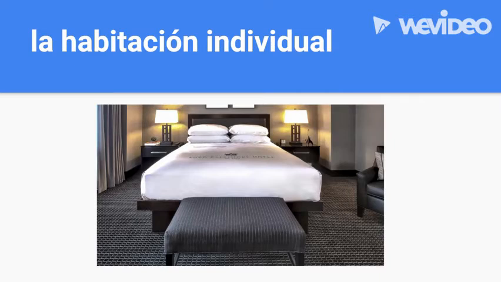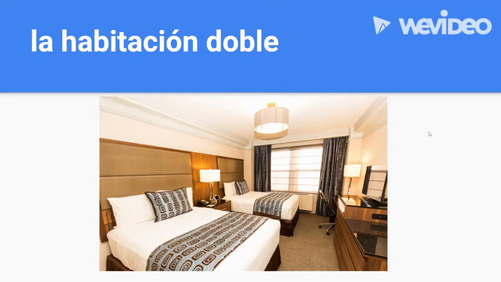La habitación individual means an individual room, or a room for one. So a hotel room that only has one bed in it. La habitación doble is a double room, meaning that it has two beds for two people or up to four people if you have to share a bed with a sibling on vacation sometimes.